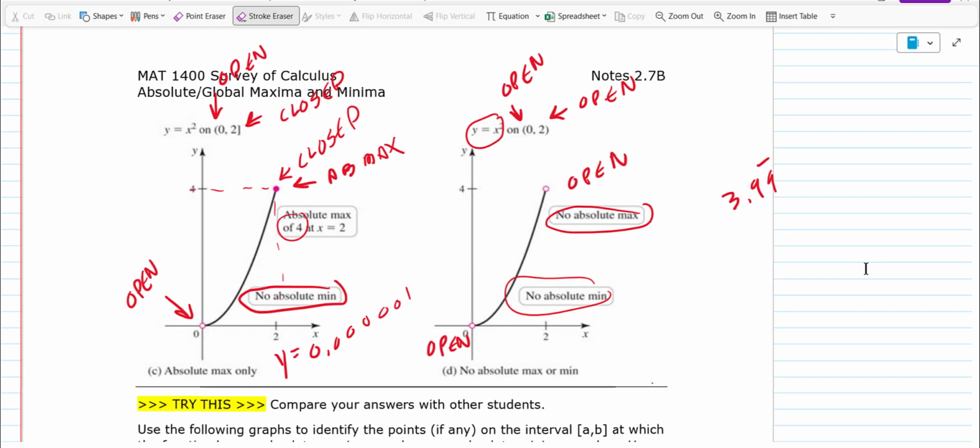Okay, does that make sense so far? So just try to keep the definition simple. In order for something to be an absolute max, number one, it has to be a solid point, and it's just the highest value of y that there is. In order for something to be an absolute min, it's got to be solid, and it's just the smallest value of y that there is on the entire interval. That's what that means, okay?